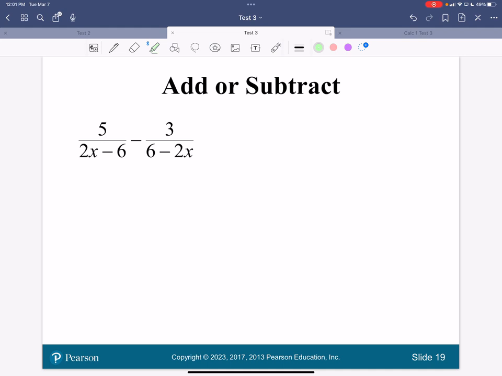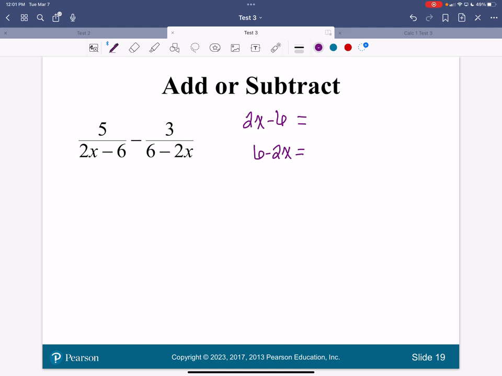Now, first thing is we're going to look at these two denominators. I've got 2x minus 6, and then I've got 6 minus 2x. Okay, I hope that when you see that, you're like, oh, those are similar. Maybe I need to think about pulling out a negative number.